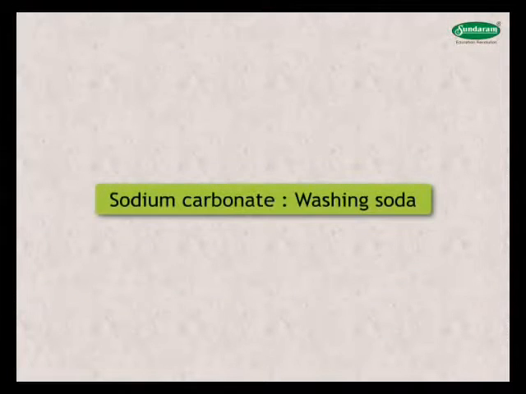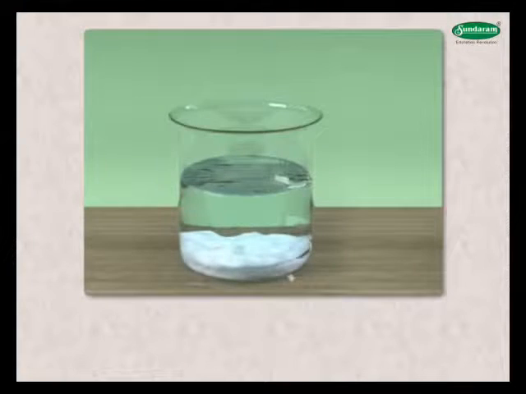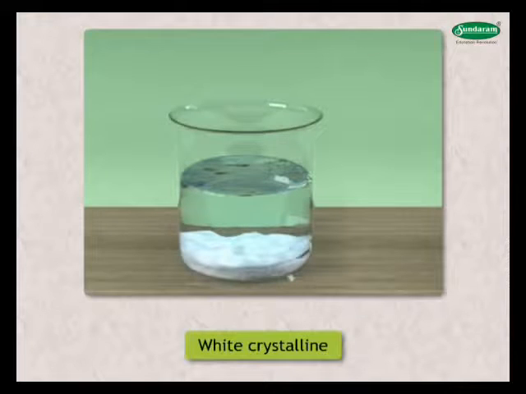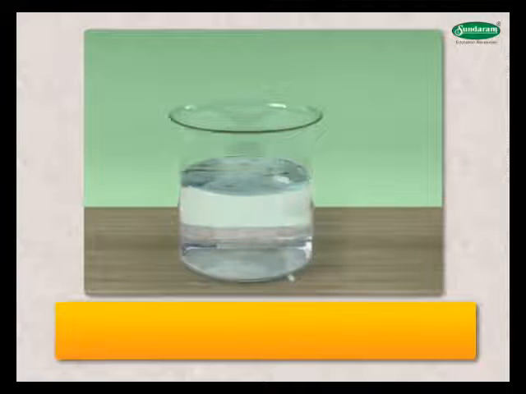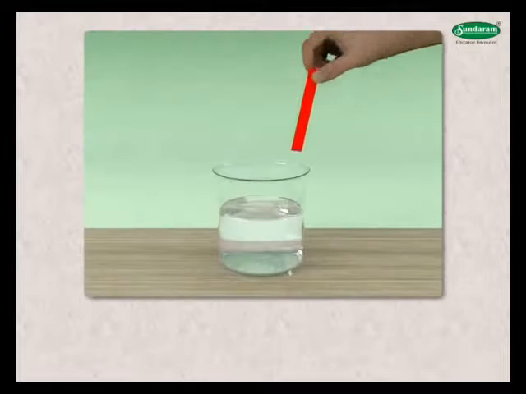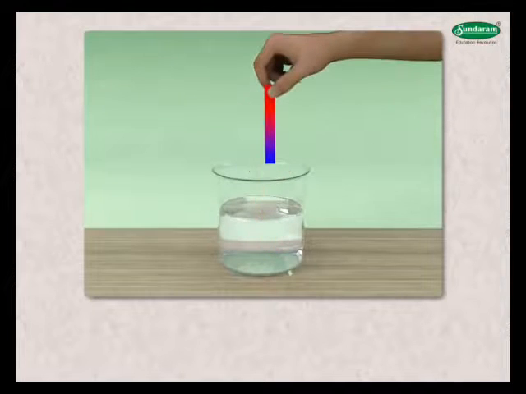Let us learn about sodium carbonate, that is, washing soda. Sodium carbonate is a white crystalline solid readily soluble in water. Sodium bicarbonate on decomposition forms sodium carbonate, whose formula is Na2CO3·10H2O. When tested with litmus paper, it turns red litmus blue, indicating it is basic in nature.